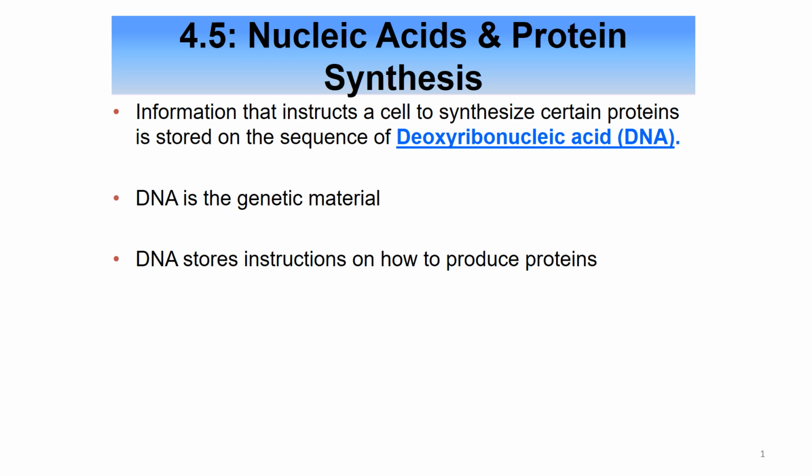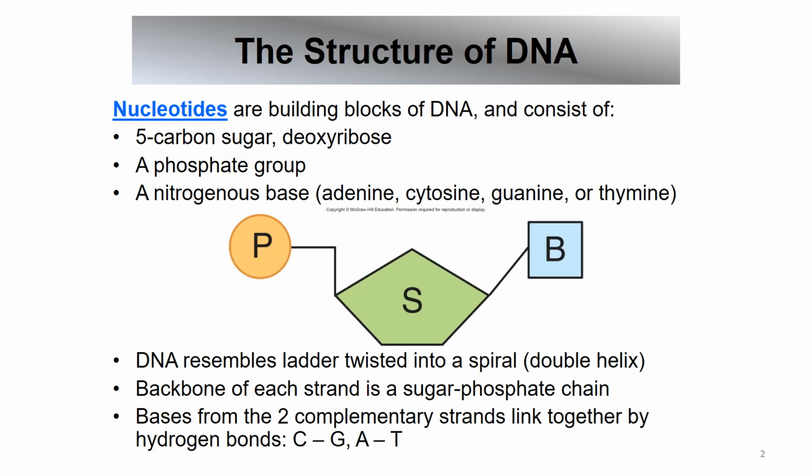The third part of chapter 4 covers protein synthesis, or making proteins. So we're going to talk about how DNA and RNA are used to make proteins. Let's talk about DNA, also known as deoxyribonucleic acid. It's the genetic material, and it stores instructions. This is a review from the previous chapter.